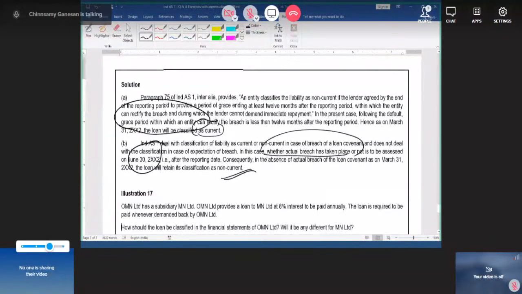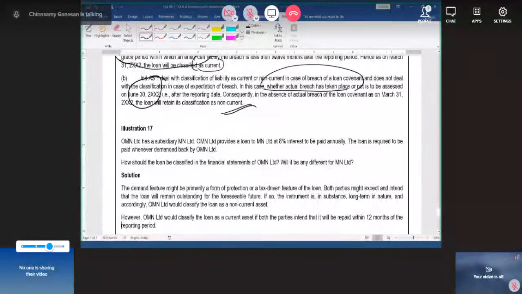The condition we are talking about now is where a parent company has extended a loan to the subsidiary company, and how it will be classified in the parent company and the subsidiary company. This is an interesting question because in the parent company it is an asset.